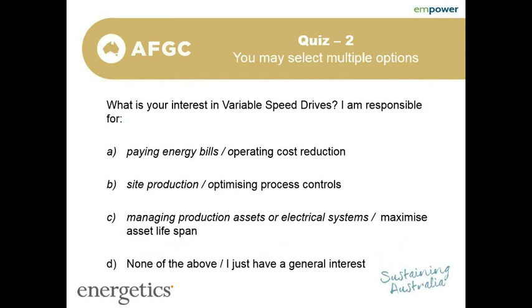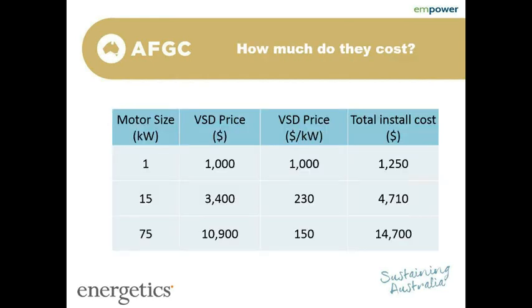You're probably wondering how much they cost, and they do vary. It depends on the size of the VSD. The costs increase as you go to a larger motor size, unsurprisingly, but also the cost per kilowatt comes down. So I've got 3 example cases here, just from some recent ones we've looked at. For 1 kilowatt, which is right at the bottom end of the scale of what you can consider for a VSD, they do get smaller. So it's technically possible, but the economics really start to struggle at that lower end.